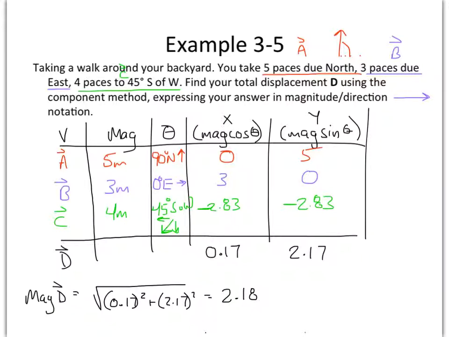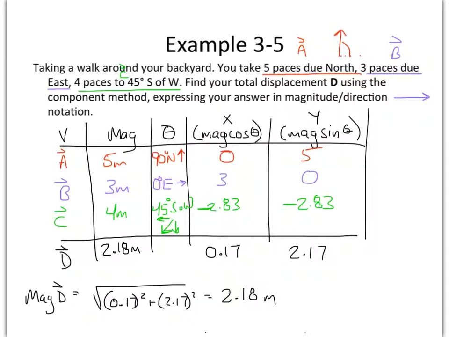0.18 is a teeny tiny x component. It's mostly y right here, but the hypotenuse is going to be slightly longer than the long side. It's going to be 2.18 meters in magnitude. So that's going to be our magnitude for vector D, 2.18 meters.